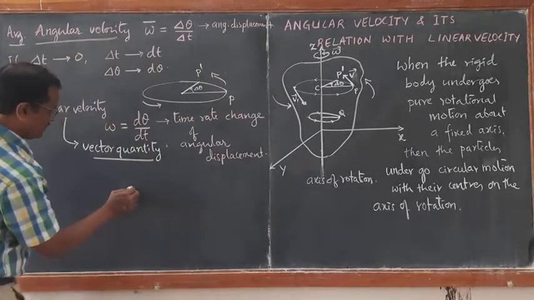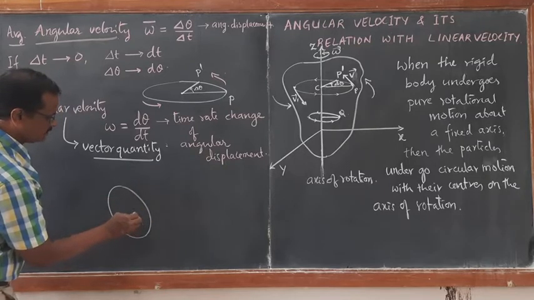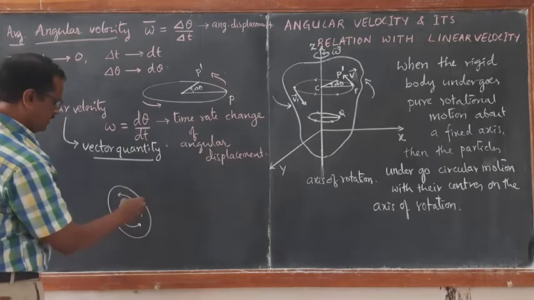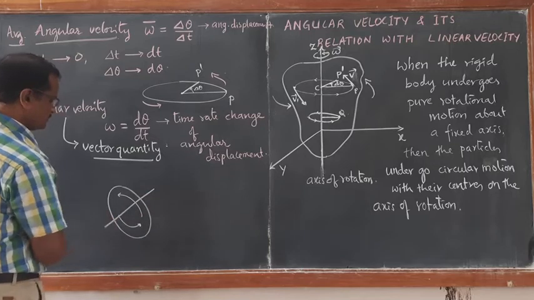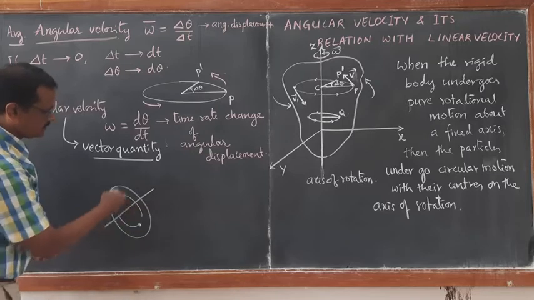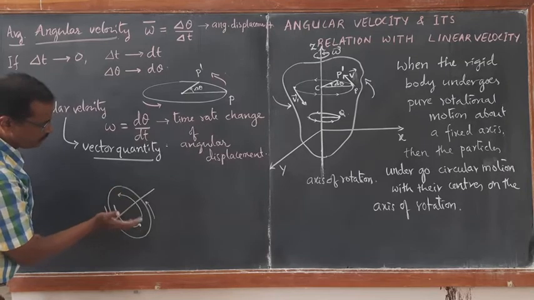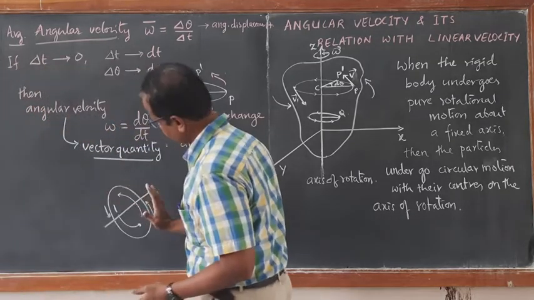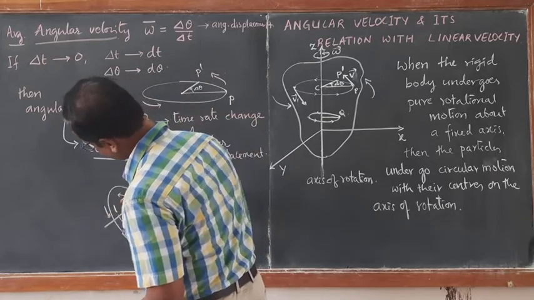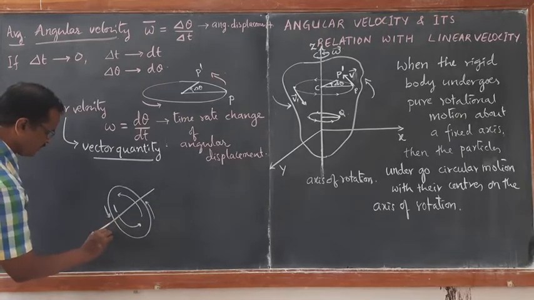So, in a simple manner, suppose this is a rotating disc. If this rotating disc is rotating in the anti-clockwise sense, and suppose this is the axis of rotation, see here, if it is rotating in the anti-clockwise sense, the thumb is pointing in this direction. This gives us the direction of angular velocity.